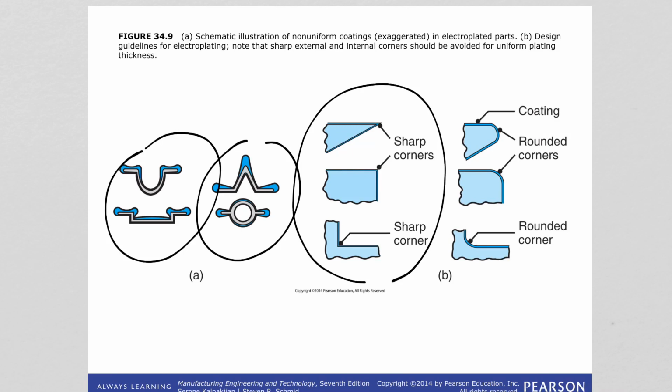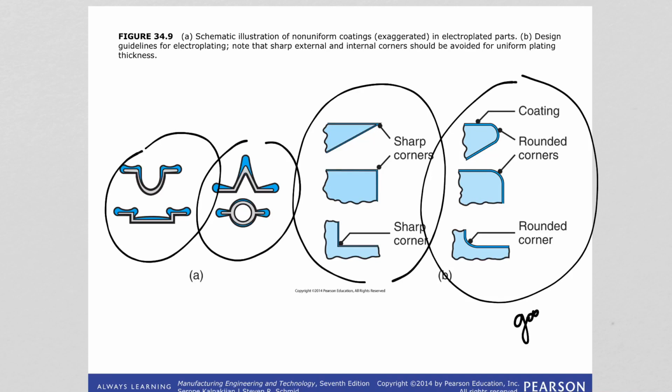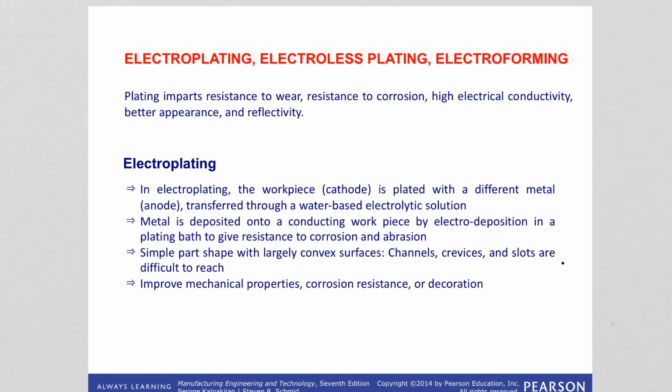But if you don't have sharp corners, or when you have rounded corners like this, the quality in this type of shapes will be good, okay? Good quality in terms of electroplating, meaning uniform plating thickness overall. With this technique, you can say that channels, crevices, or slots are difficult to reach and coat with the anode material.